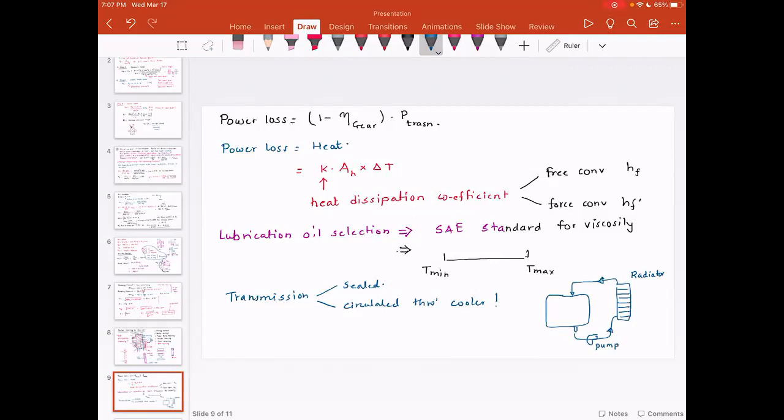And this type of arrangement is preferred when for some reason this entire gearbox is enclosed and you have no airflow. So there is no airflow, which means there is no way you can cool the housing with external forced air. So you have no other choice than to run the oil to a radiator and cool it.